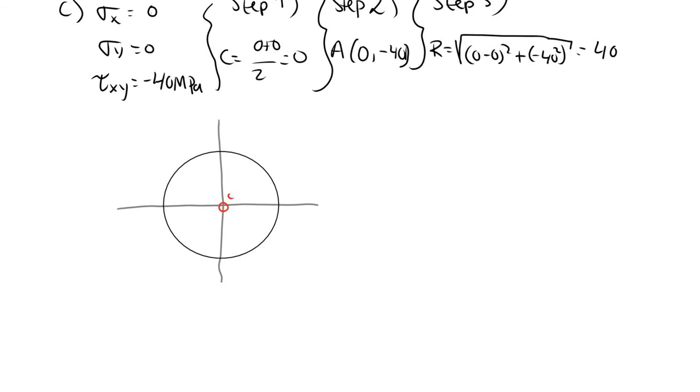What we'll find, again, is that our minimum normal stress is located on the left-hand side, maximum on the right-hand side, and our reference point A at negative 40, so in the upwards direction on the shear axis. And again, our maximum in-plane shear stress is located on the bottom of the circle when we decide that this direction is positive.